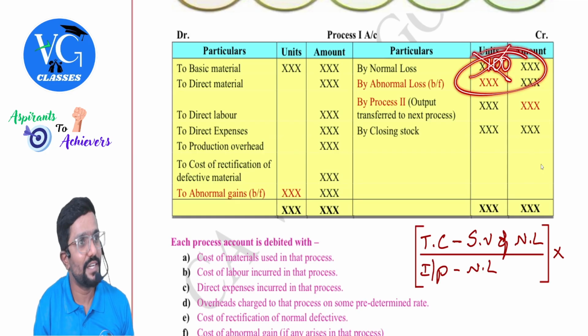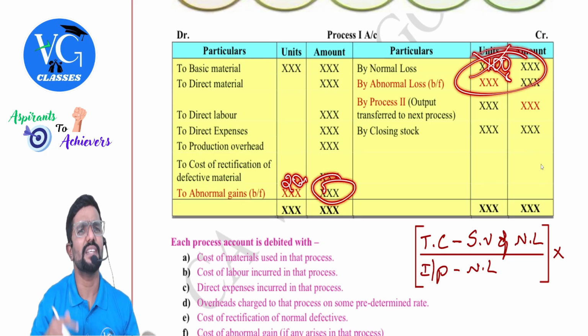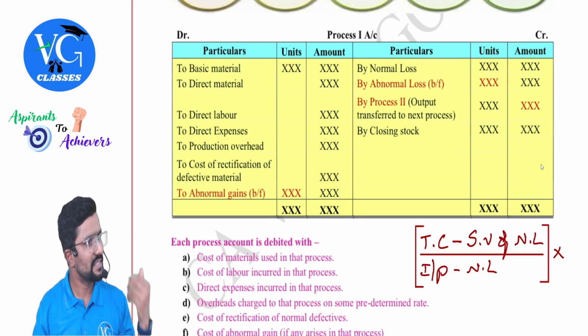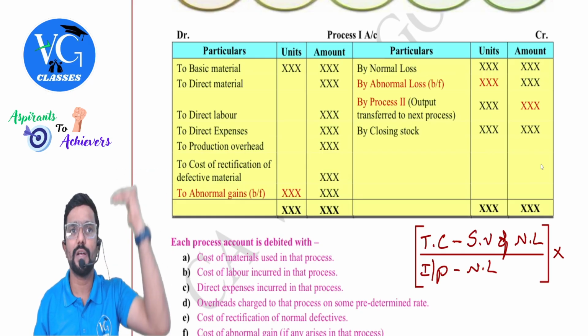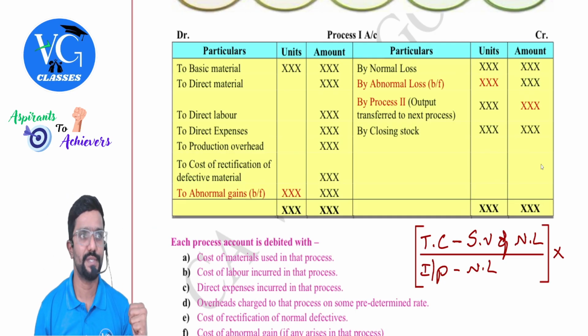Now, can I go and cancel that? No. So, what do you do now? Go ahead and record 20 years. Now, how do I calculate the value of abnormal gain, sir? Same like abnormal loss. Whatever cost per unit you would have got into the number of abnormal gain units.